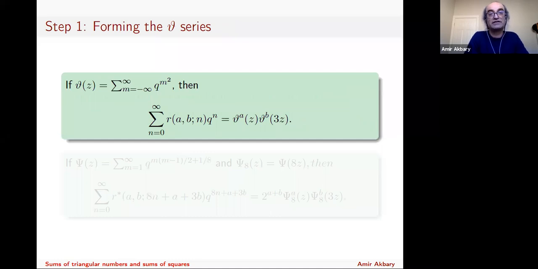So first, forming the theta series for the problem of the sum of squares. The theta series actually is kind of classical. It's going to be theta A of Z and theta B of 3Z. You have to scale it by 3 because of the coefficient 3 that we have.